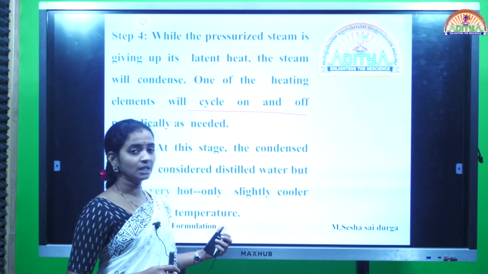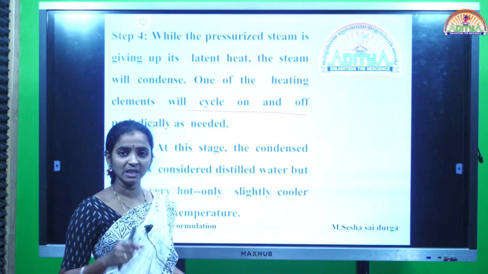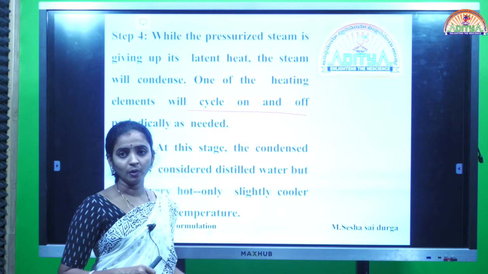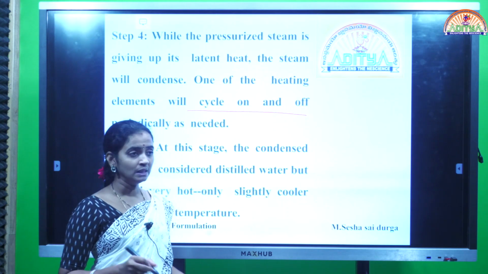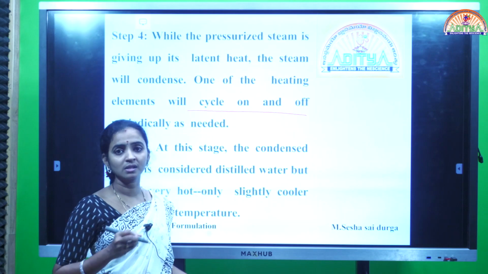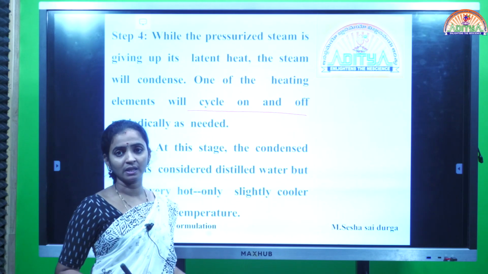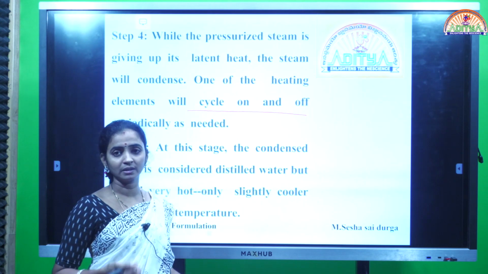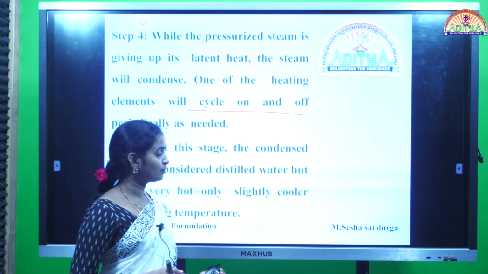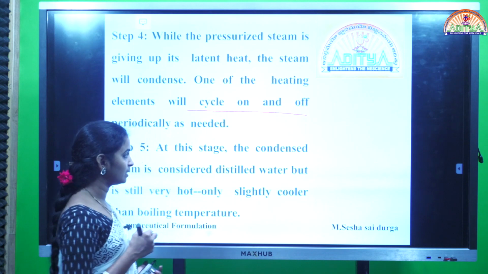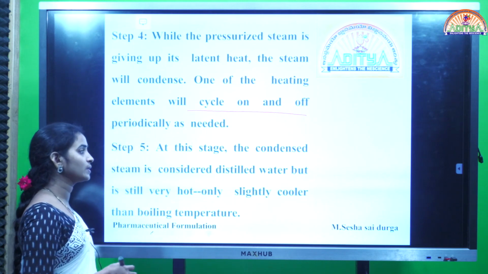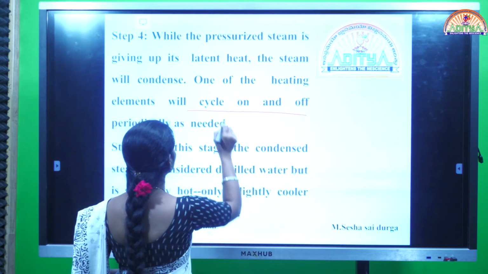So first, with the help of the pressurized steam, the tap water is boiled. Now the tap water is forming the steam. Now the steam must be converted to liquid once again, then it will be collected through the outlet. For the collection of that condensed liquid, condensation will occur.